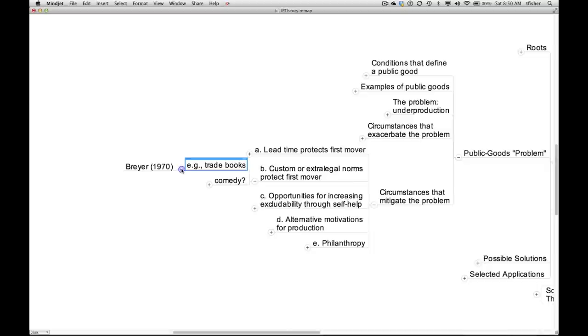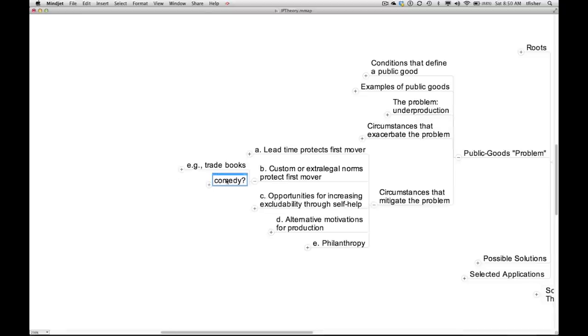Another potential example of extra-legal norms is stand-up comedy. Professors Dotan Oliar and Chris Sprigman argue in a recent article that comedians have a fairly elaborate set of customs that discourage so-called stealing jokes. Not all comedians abide by those norms. Robin Williams, for example, is famous for defying them, but most do. To the extent these customs are effective, then legal intervention may be less necessary to provide an incentive for the creation of new jokes.